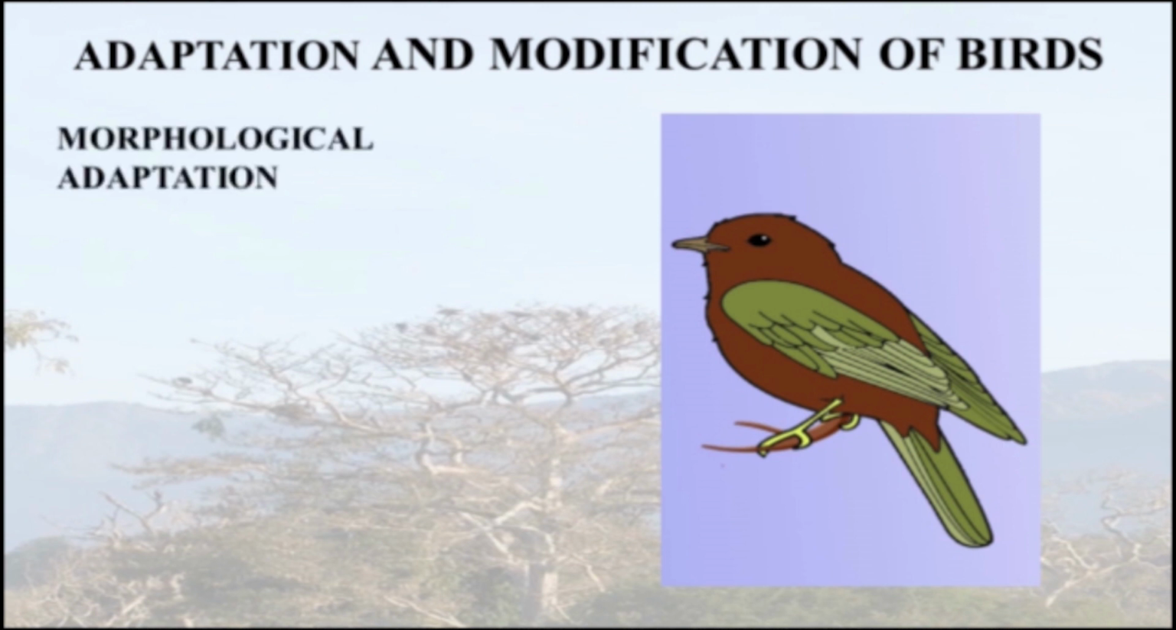Morphological adaptation. Body contour. The body of birds is fusiform, or spindle-shaped, to minimize the resistance offered by air during flight. Body covering: feathers. The feathery covering makes the body light and protects from the hazards of environmental temperature.